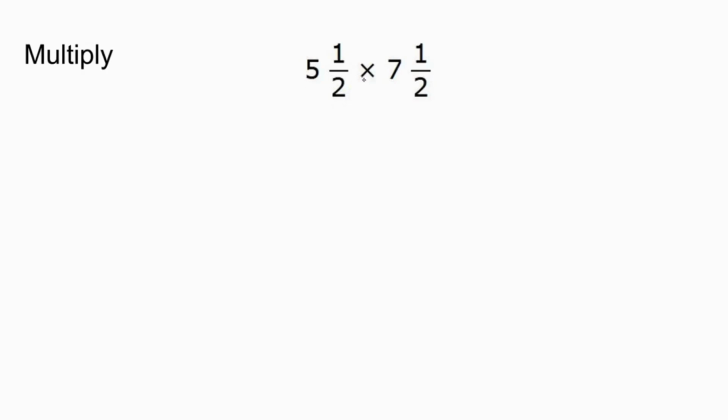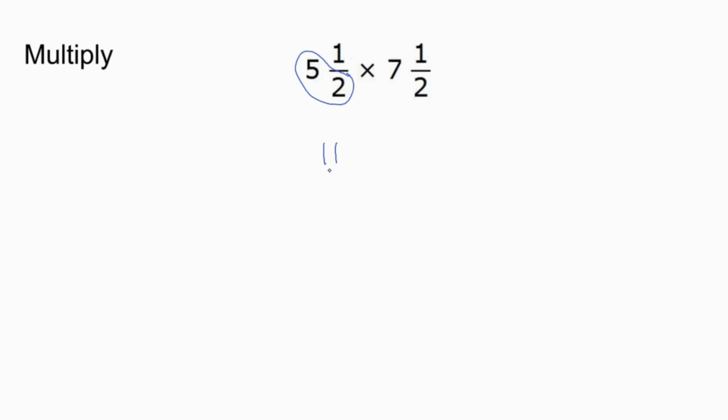Multiply 5½ times 7½. Whenever you multiply two mixed numbers together, I like to first turn them into improper fractions. How do I do that with this 5½? Well, take that 5, that whole number that lives out in front, and multiply it to 2, the denominator. 5 times 2 is 10. Take that 10 and add it to the numerator. 10 plus 1 is 11.